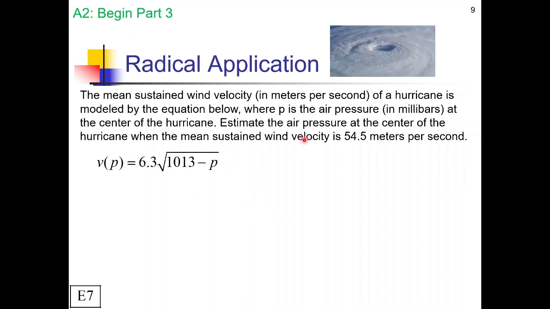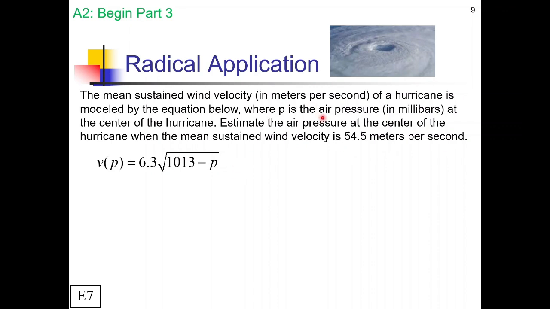So let's do a real-life application. There's a lot of these radical applications. This one involves a hurricane, which is kind of cool. So the mean sustained wind velocity in meters per second of a hurricane is modeled by this equation, where P is the air pressure in millibars at the center of the hurricane, and V of P is our velocity. So we want to estimate the air pressure at the center of the hurricane when the mean velocity is 54.5 meters per second. Okay, so what are we actually doing here?